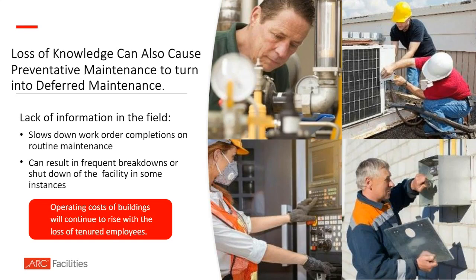What slows down the work order completions? It's a cascade effect. Frequent breakdowns means how many times has that unit broken down over the last year? Are you tracking that? Over the last 5 years, are you tracking that? What's your replacement cost when that thing does fail? You can only put so many Band-Aids on it. It's going to fail. But the operating costs of buildings will continue to rise with the loss of these tenured employees. Get your head around that.